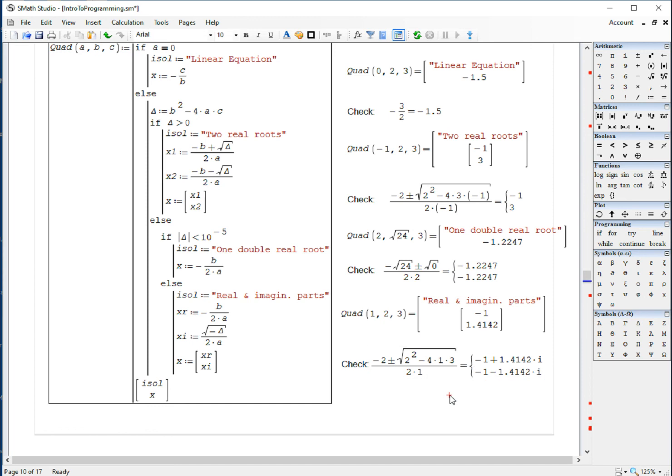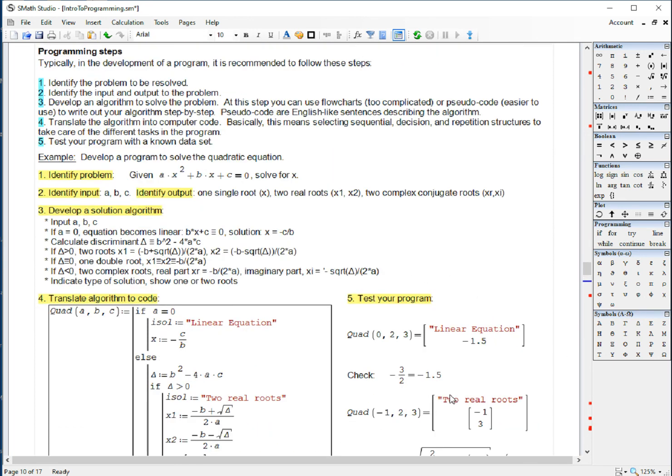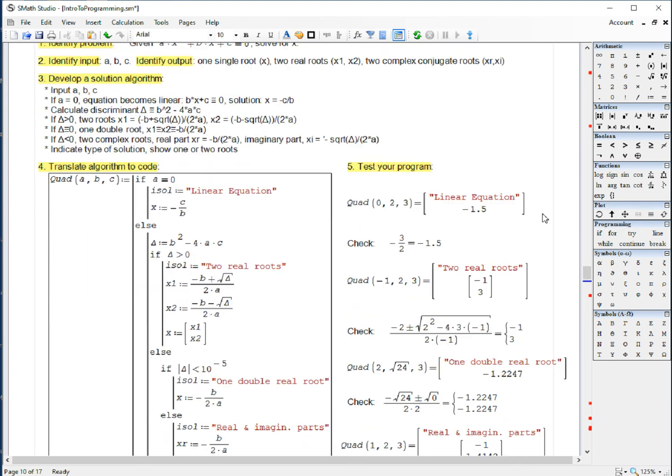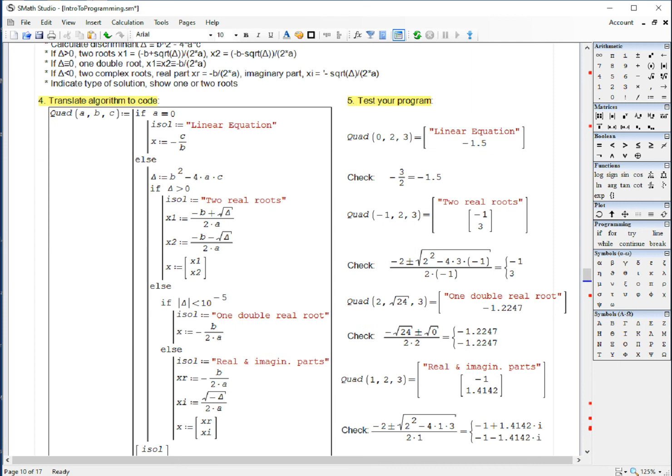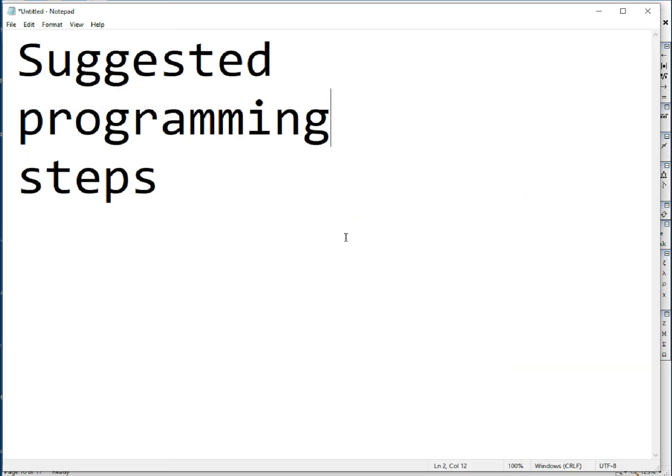So this is a relatively simple problem, but I was able to follow the 5 steps recommended in here. And as I say, when you get experience, you're going to skip some of the steps, but come back to them just to check, make sure that you're developing your programs appropriately. And with that, we're going to finish this particular video.